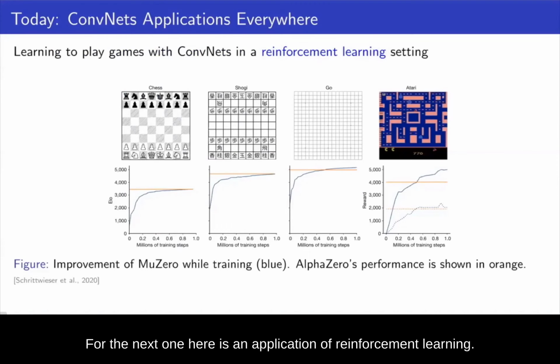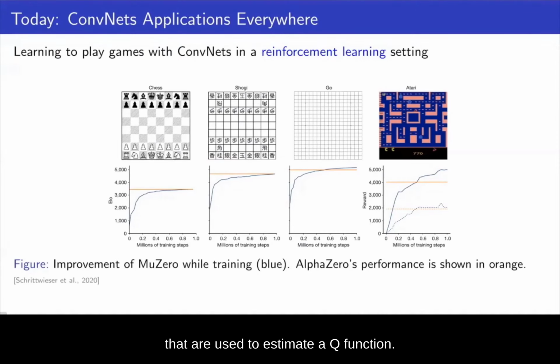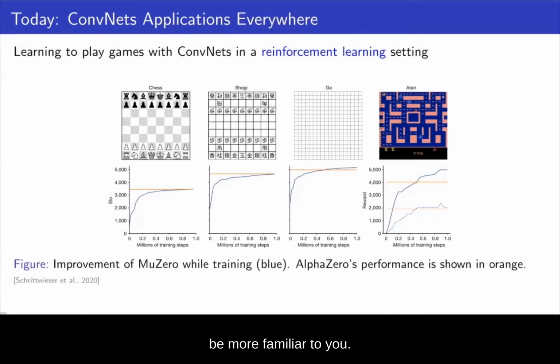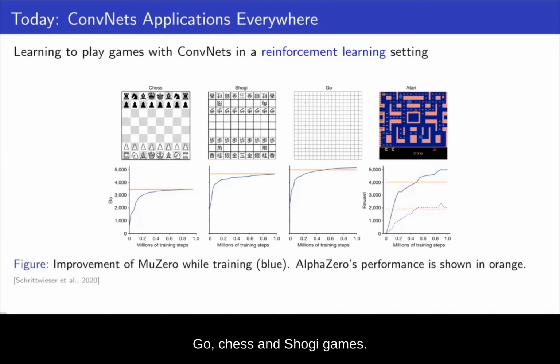For the next one, here is an application of reinforcement learning. So these are examples from Google DeepMind, where they trained CNNs that extract features that are used to estimate a Q function. So for those of you who are also taking the reinforcement learning lecture, this might be more familiar to you. To estimate the state action values in a reinforcement learning task, they use them to play Atari, Go, chess, and shogi games.